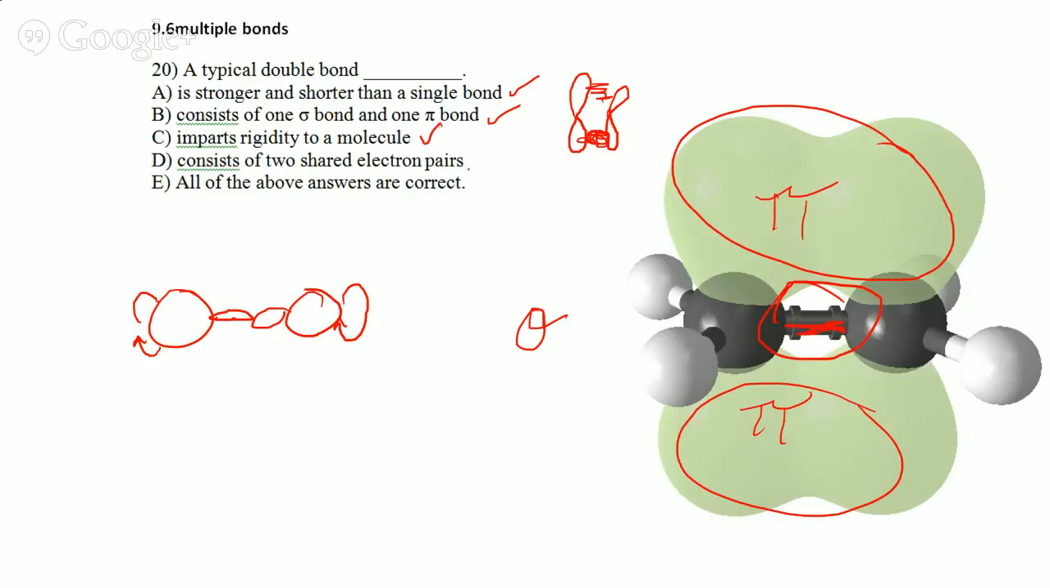Consists of two shared electron pairs. Facts. So we have the shared sigma and then the shared pi bonds right there. So that's two shared electron pairs. So all of those things are correct.